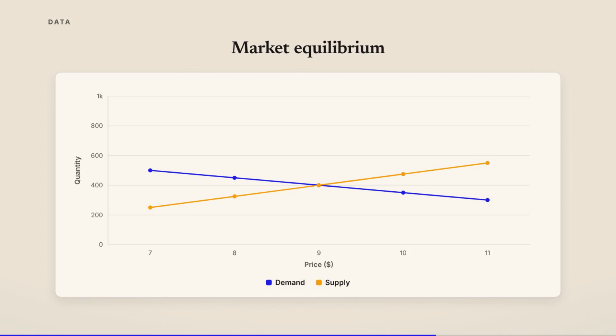But here's what makes equilibrium powerful. It's self-correcting. Price acts as a motivator. When prices are low, consumers buy more and sellers supply less. When prices are high, consumers buy less and sellers supply more. The price naturally gravitates toward the equilibrium point where both sides are satisfied. This balancing act is the core mechanism of any free market.